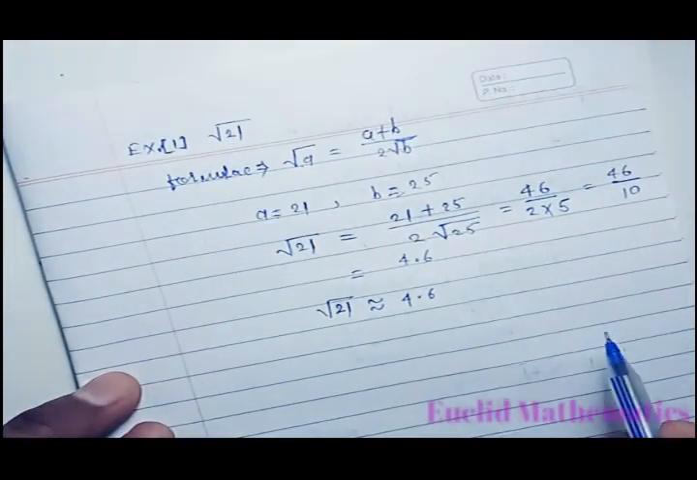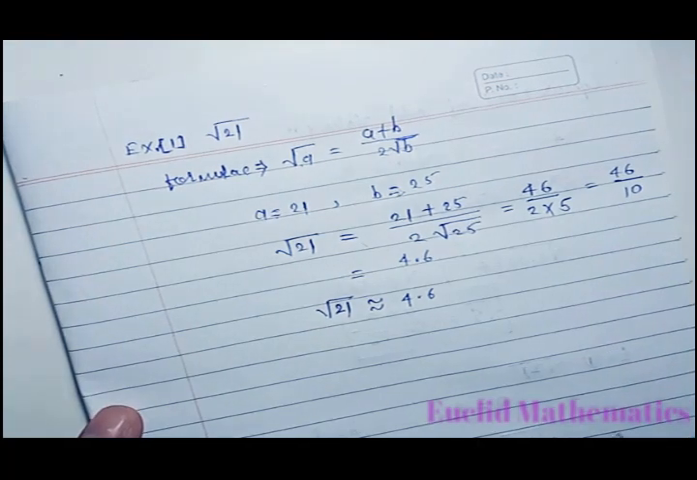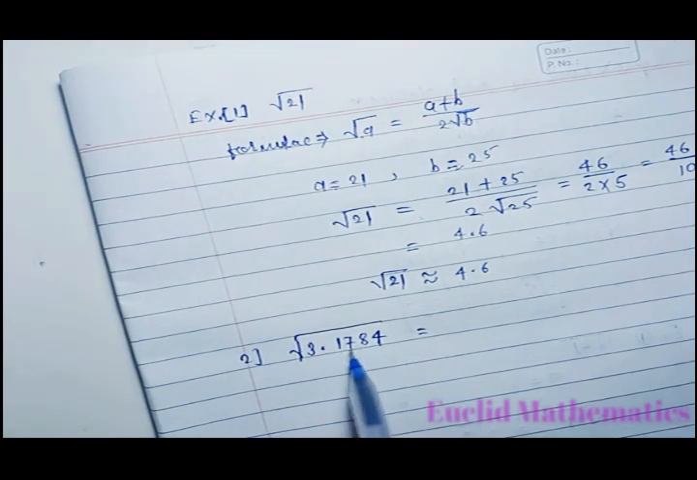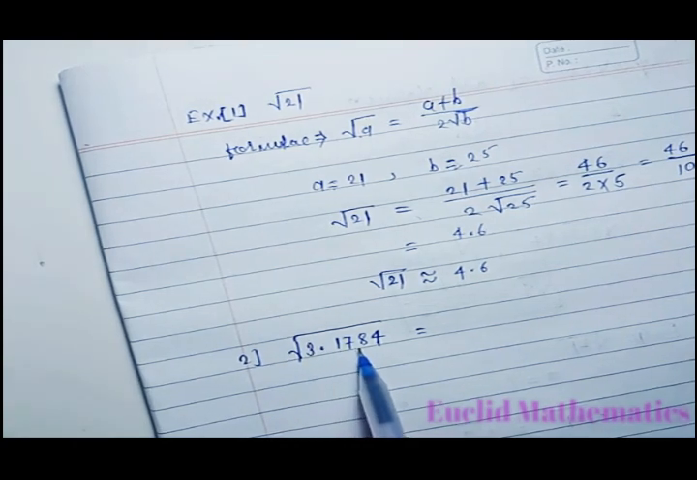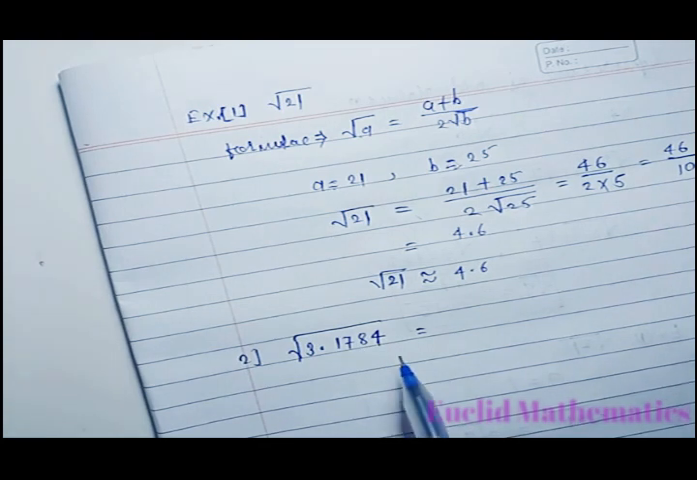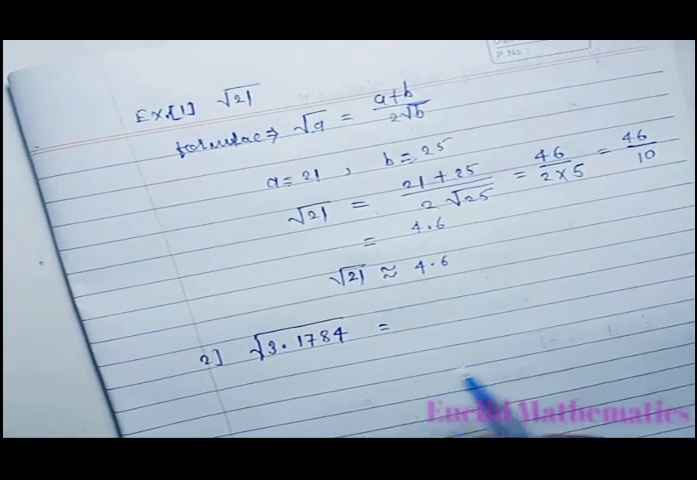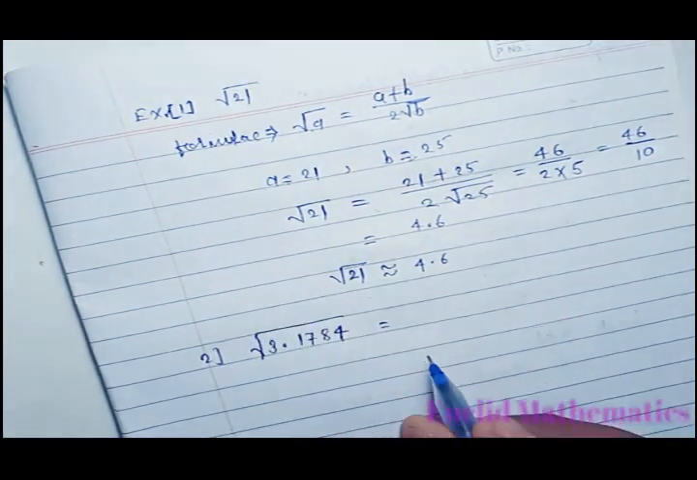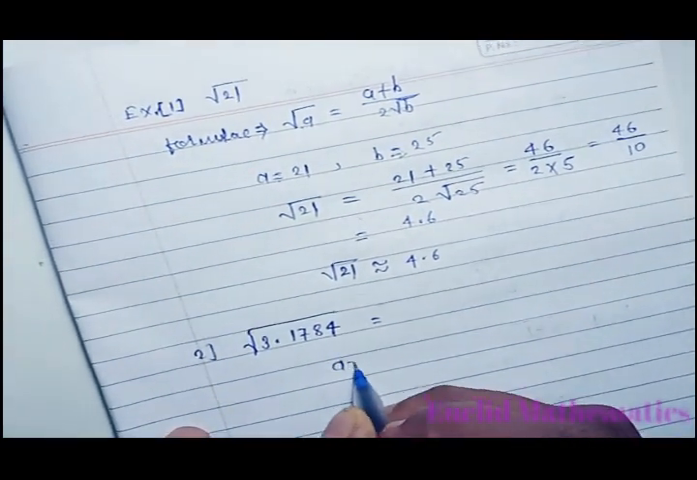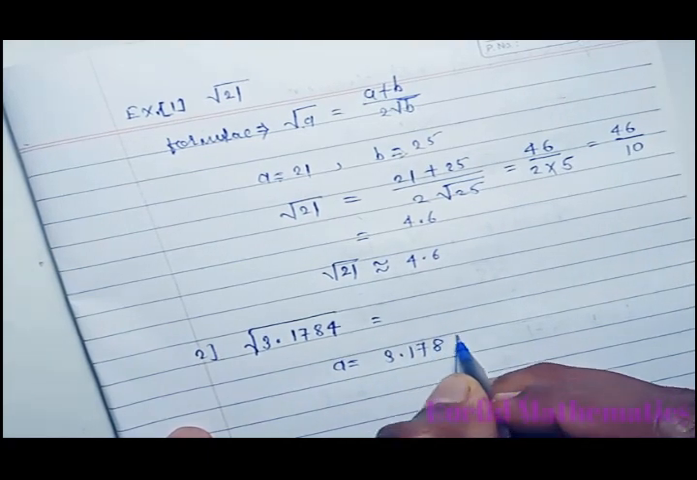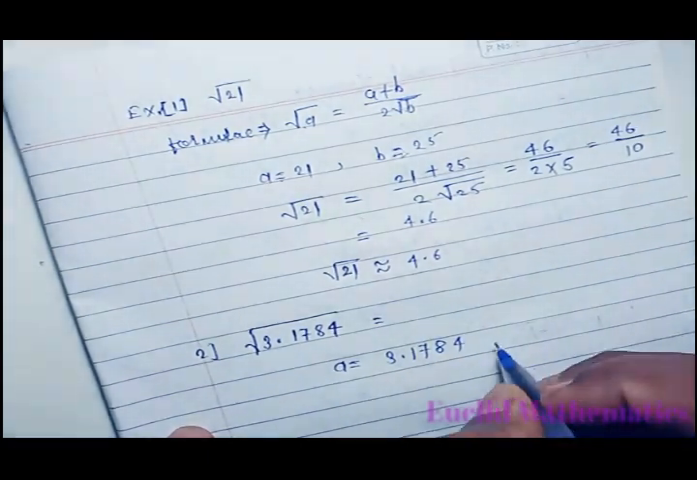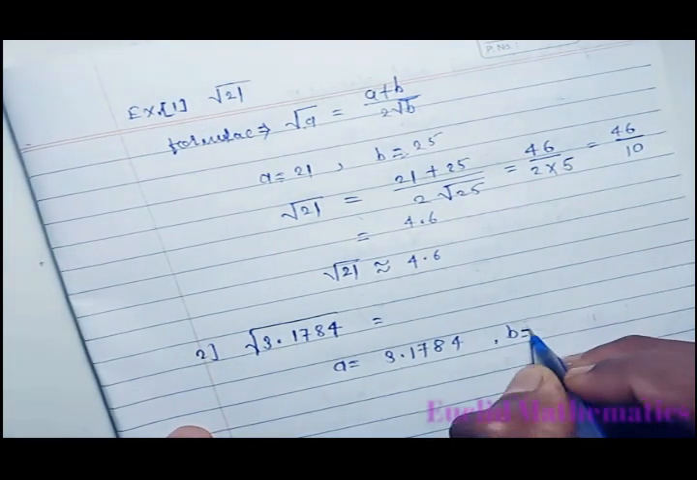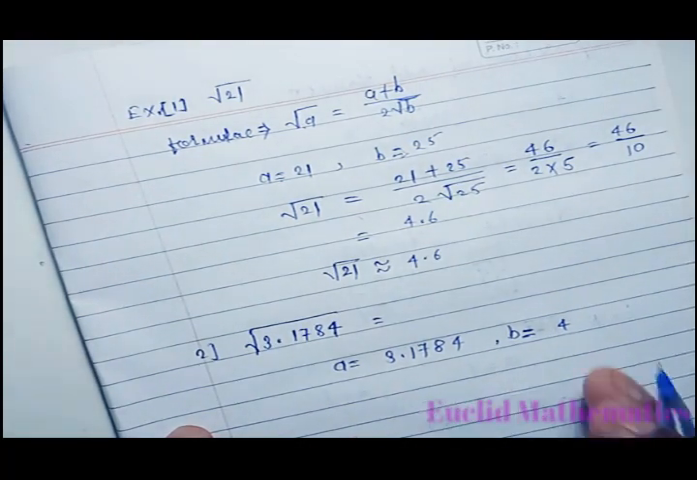Okay, so that was the odd number. Now we have to go for the next example, which is the fractional number. It seems quite difficult, but when we go through our result, it is quite easy to find the square root of this number. So here we have the square root of 3.1784. Similar to the above example, we consider the value of a to be 3.1784. And the next job is to find the value of b, which is the closest value that is a perfect square, and we all know that it is 4. Okay, so I got the values for a and b.